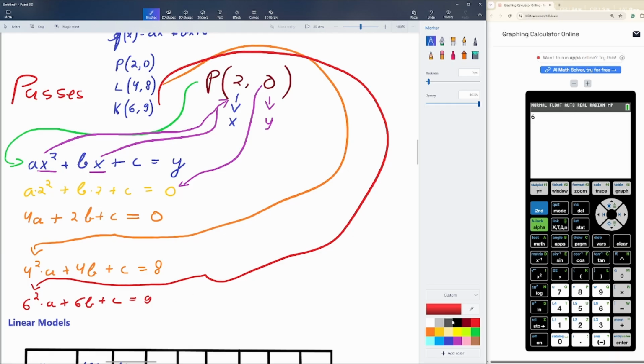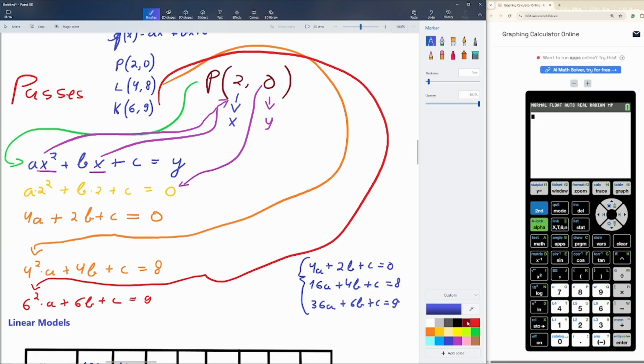Now you can clearly write out all three of your equations. Your first one is 4a plus 2b plus c is equal to 0. Then you have 16a plus 4b plus c is equal to 8. Then you have 36a plus 6b plus c is equal to 9.